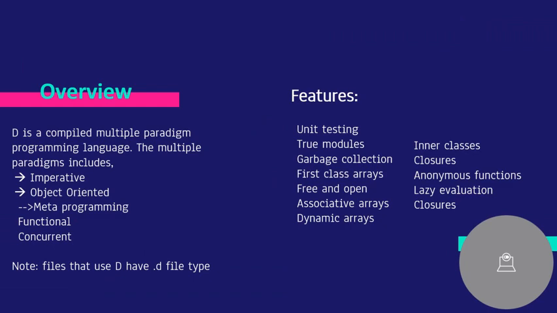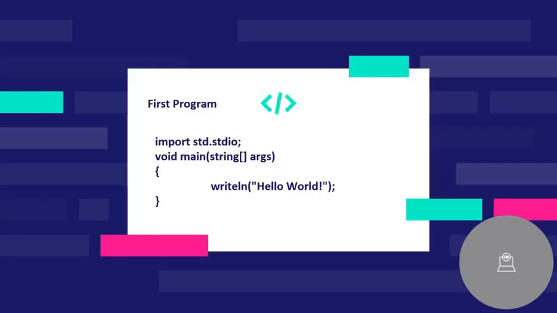The D programming language is a multi-paradigm system designed to be compiled. It supports imperative, object-oriented, metaprogramming, functional, and concurrent paradigms. Files in D have the .d extension. It has a set of unique features like garbage collection, modules, and first-class arrays, among others that you can see on this slide.